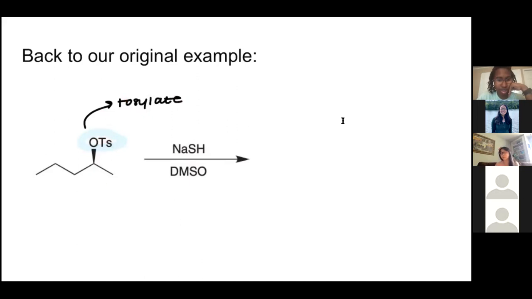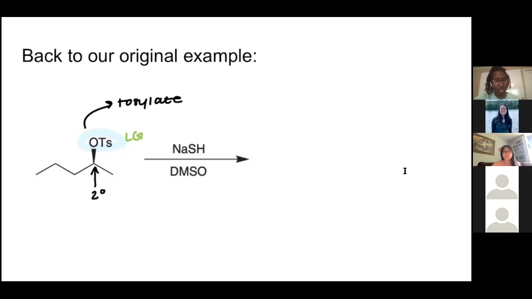So remember, when you look at an example like this, the way you want to approach it is to decide on all the factors. What is happening here? This is the substrate. The tosylate is the leaving group, let me write LG. And what kind of substrate is this? Anyone want to tell me? Is it primary, secondary, tertiary? What do you guys think? Secondary. Perfect, thank you. It is going to be secondary.